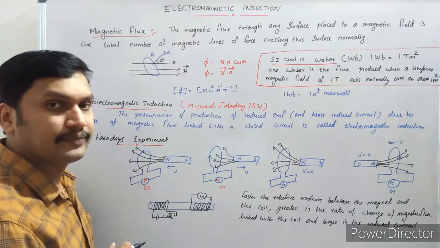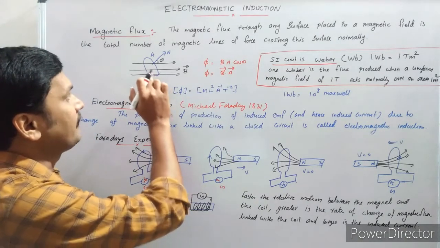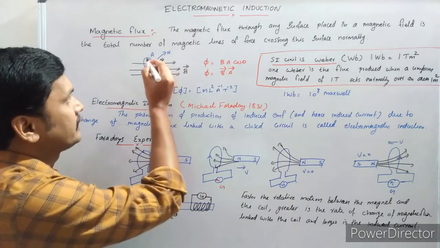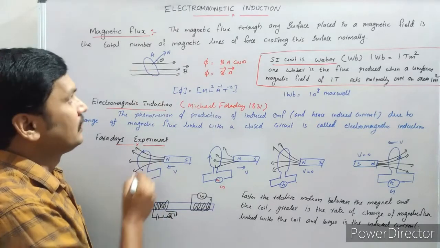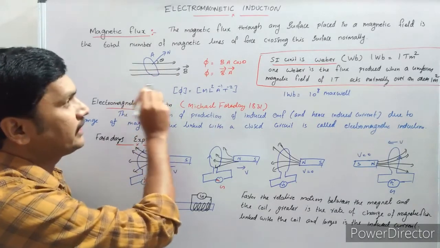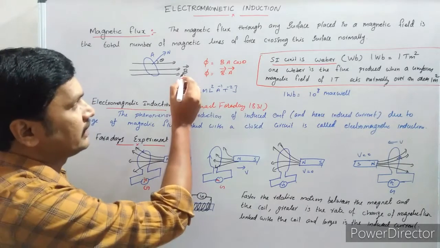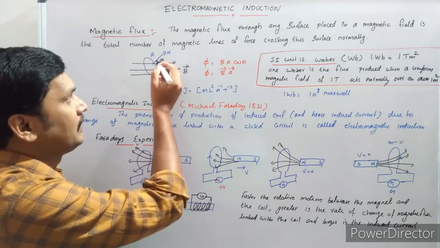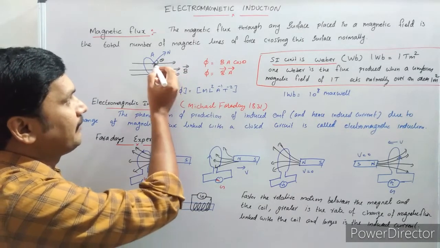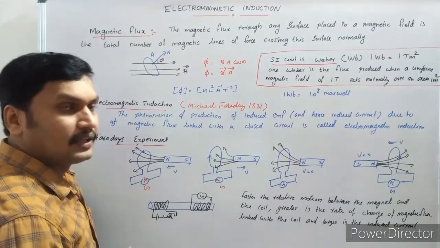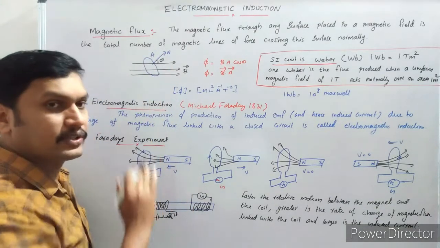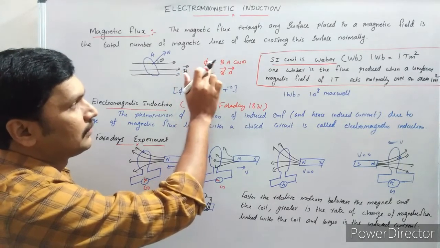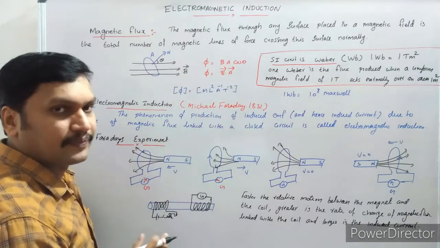Here we have a surface, let us say A is the area of that surface and this is the normal to the surface. Now this surface is placed in a magnetic field. Let us say the strength of magnetic field is B. You see that the angle between the normal to this plane and the magnetic field is theta. The flux associated with this surface can be written as flux phi is equal to B into A cos theta.